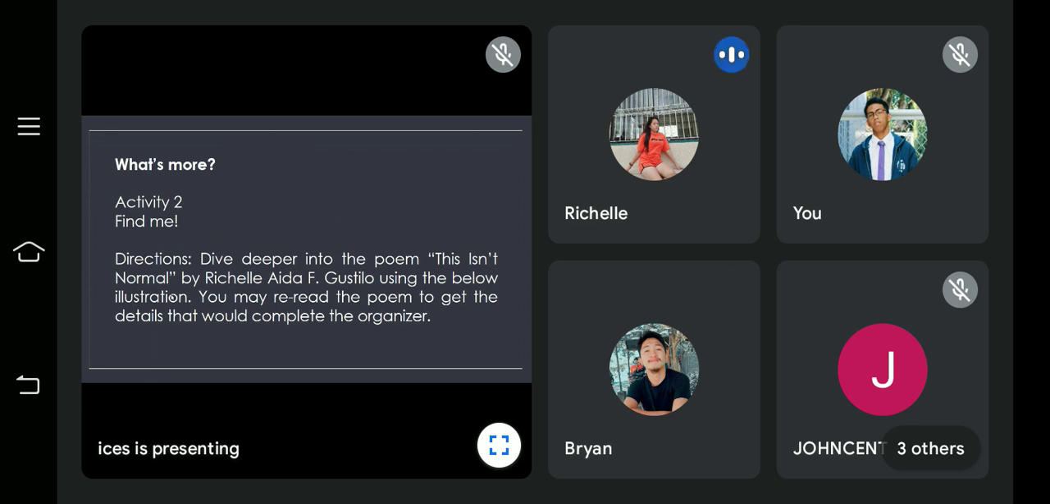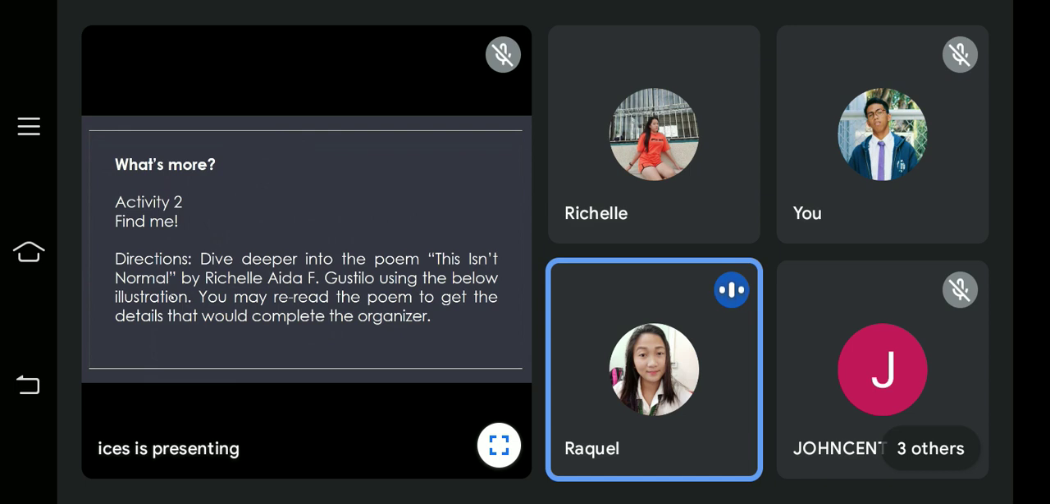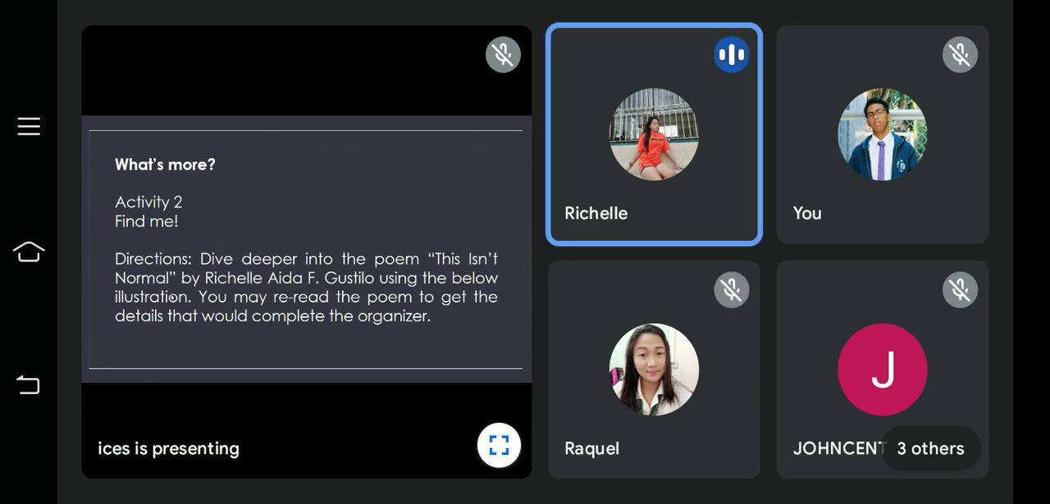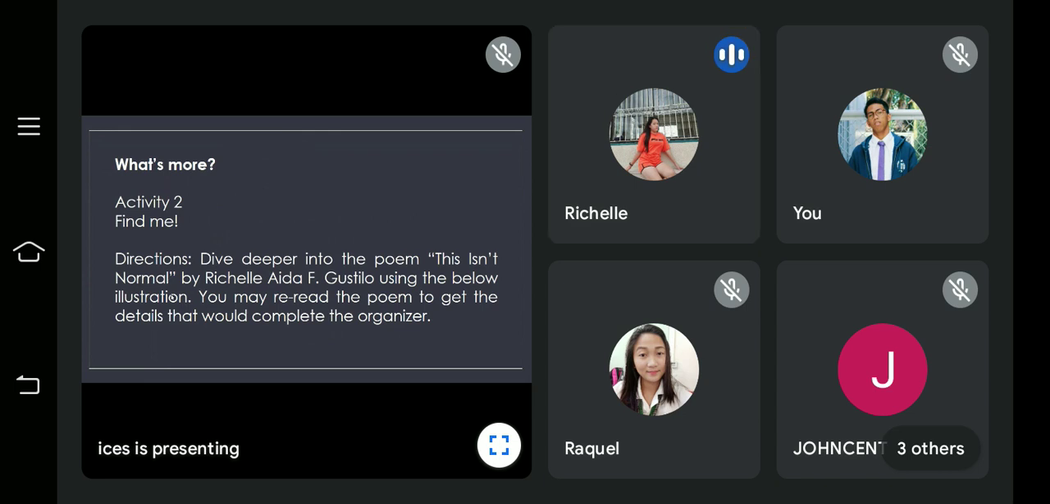Miss Raquel, may you please read the direction? Activity 2, Find Me. Direction: Dive deeper into the poem "This Isn't Normal" by Rachel Ida F. Gustilo. Using the illustration below, you may reread the poem to get the details that would complete the organizer. Okay, thank you very much, Miss Raquel. It is clearly set in the direction that you will be identifying details from the poem, and this is the organizer.